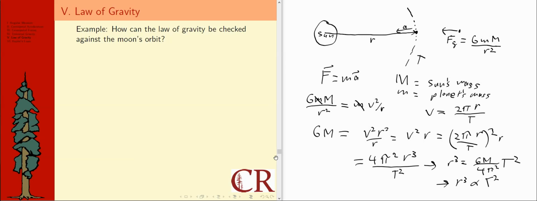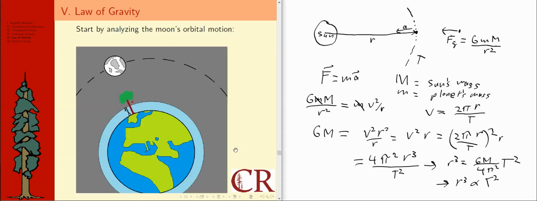How can the law of gravity be checked against the moon's orbit? So this is an example that's going to be loosely based on the kinds of things that Isaac Newton was looking at to try to understand and figure out the law of gravity. So let's go ahead and take a look and see how this plays out here.